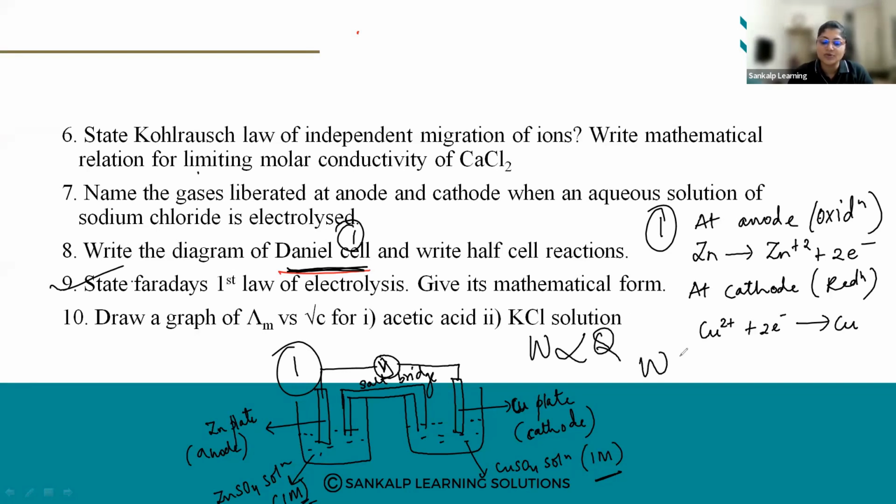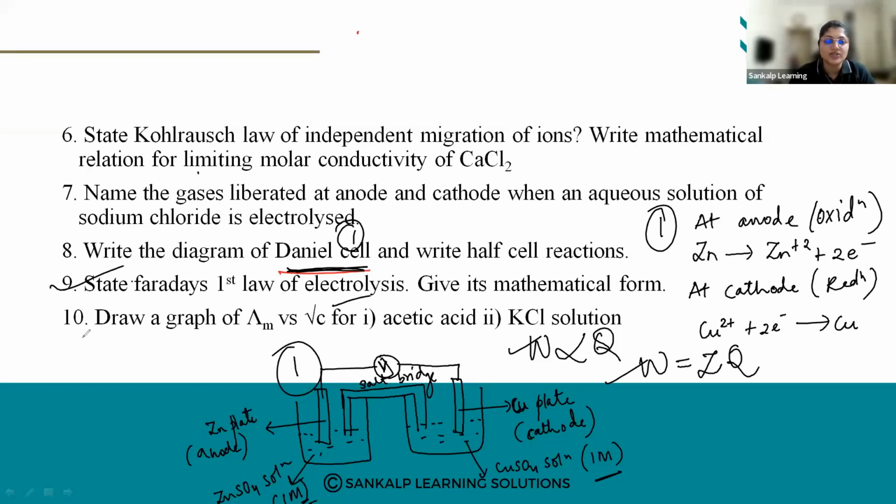If you remove the proportionality sign, you introduce Z and Q, so W equals ZQ. This is the mathematical form, and you need to write it. For the mathematical form you get 1 mark, and for the law you get 1 mark. I hope this is clear.